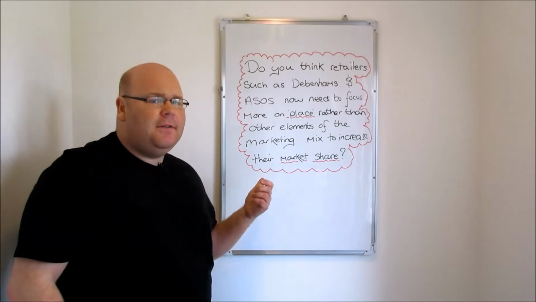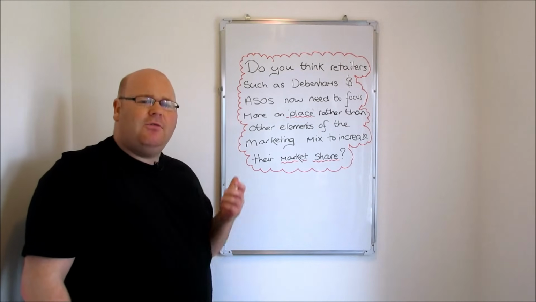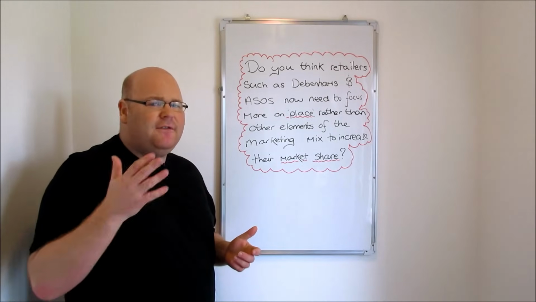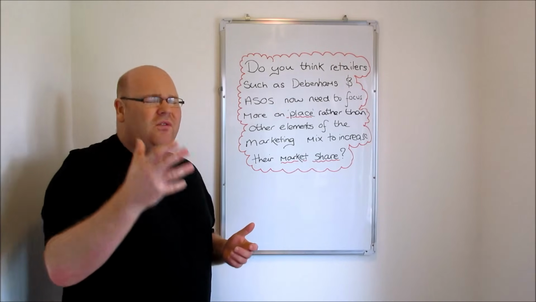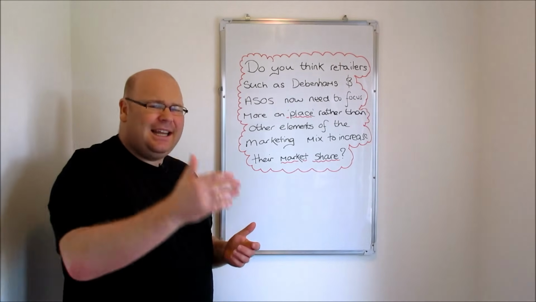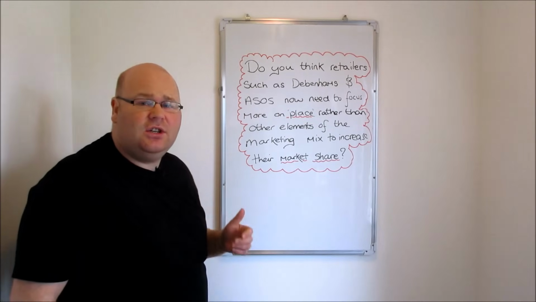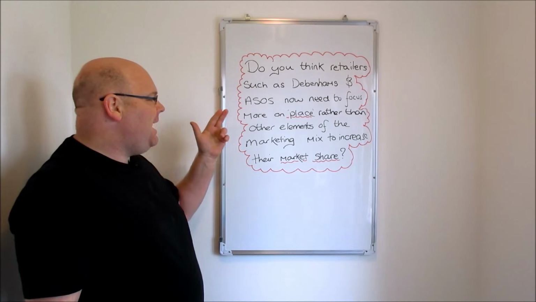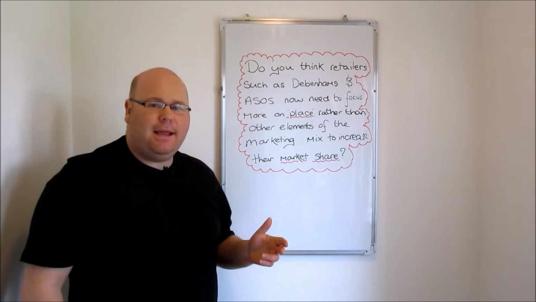We have an example of this on the board behind us here, and we can see how in this question they're really trying to quiz you on 2 different elements, and if you miss that second element when you're answering the question, your answer is going to be a little bit off topic. So this question is, do you think retailers such as Debenhams and ASOS now need to focus more on place rather than other elements of the marketing mix?